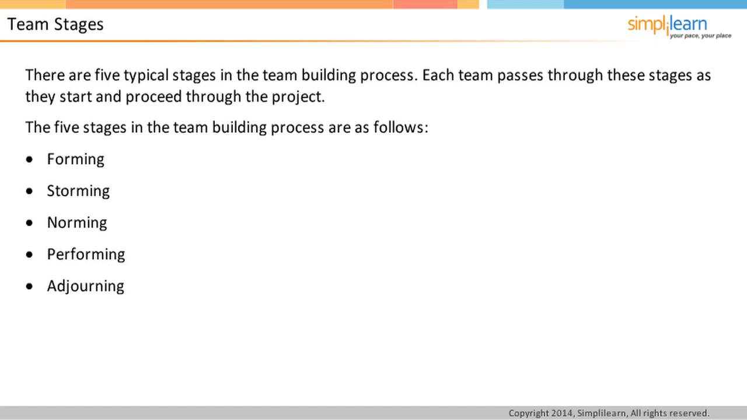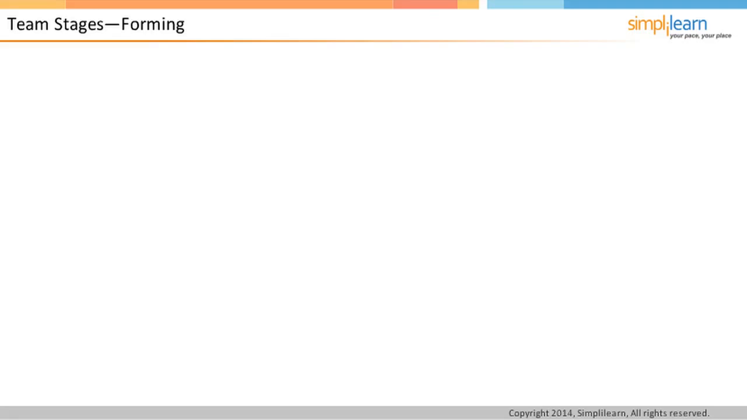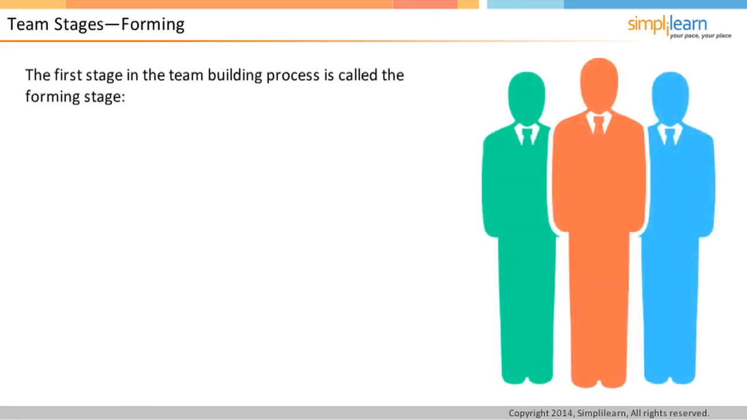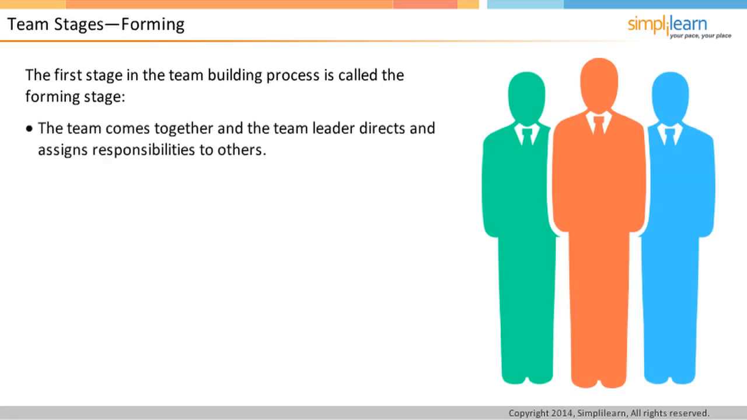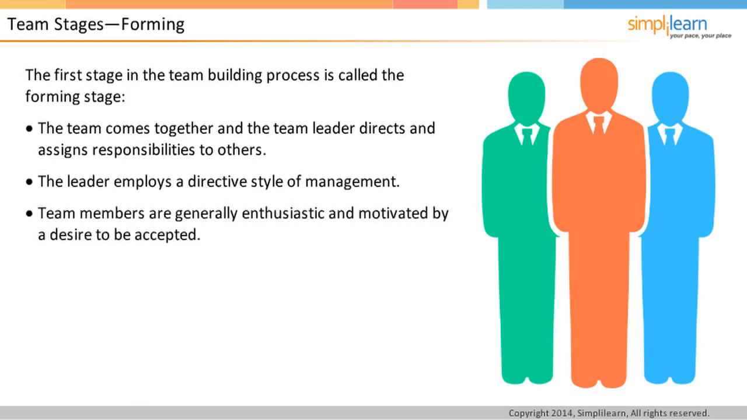The first stage in the team building process is called the forming stage. In this stage, the team comes together and begins to formulate roles and responsibilities. The team leader is identified, and he or she starts directing the team and assigning responsibilities to other team members. Most team members at this stage are generally enthusiastic and motivated by a desire to be accepted within the team.